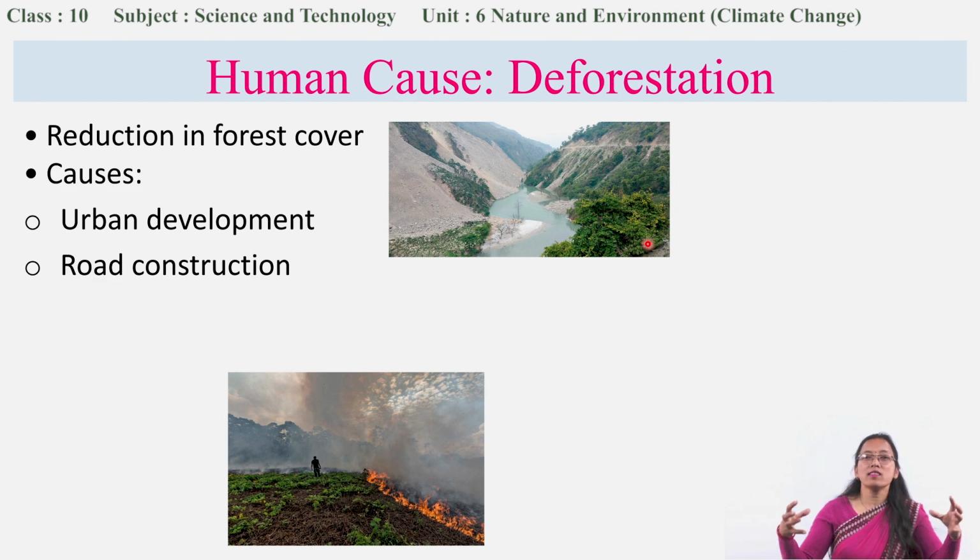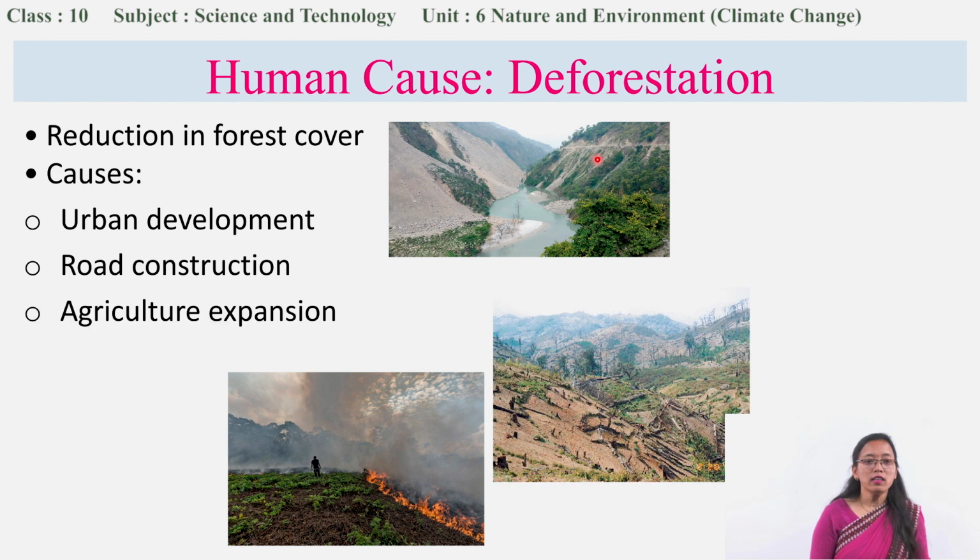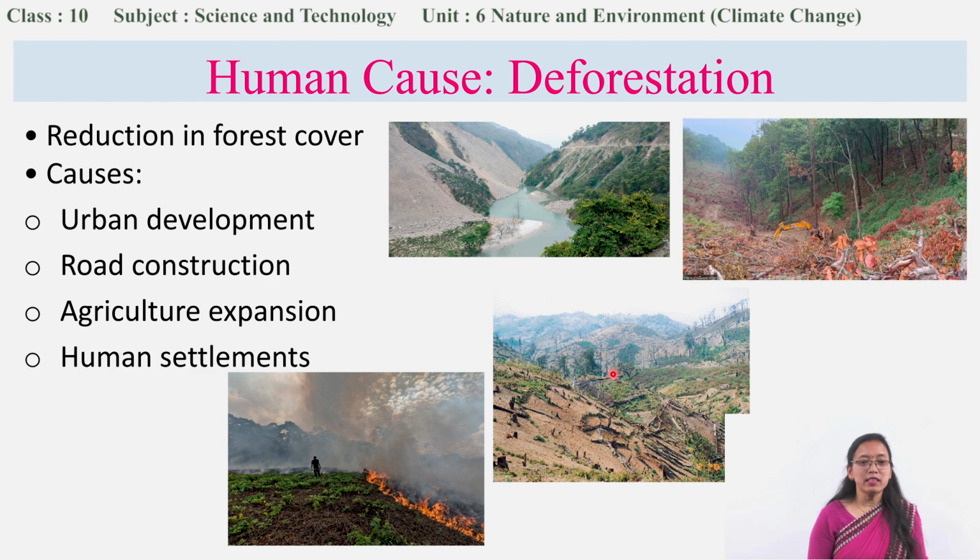Many houses are constructed, many transportations are there, and that also releases different kinds of gases. And in the name of road construction we are deforesting. That means while constructing the road, from the middle of the forest we are constructing the road and deforesting, and because of that it is also causing climate change. And for agricultural expansion also, people are deforesting. These are the different deforestation processes.